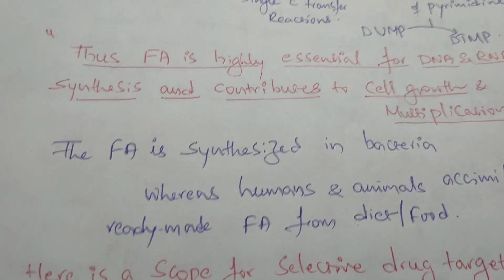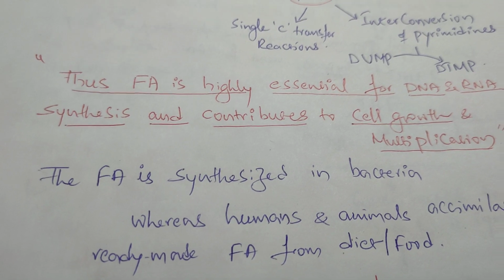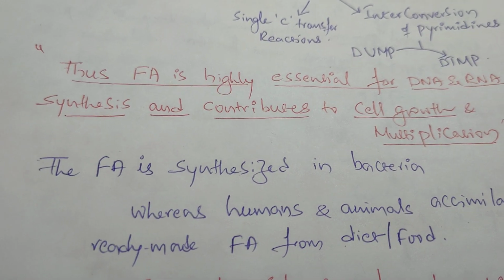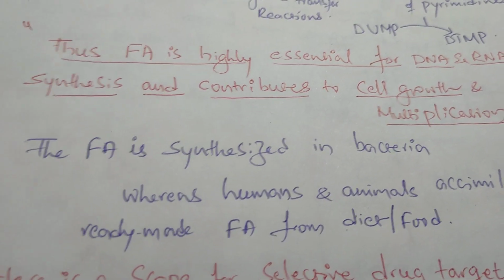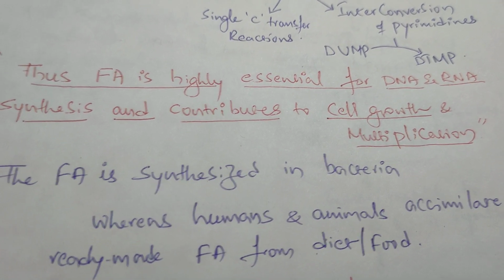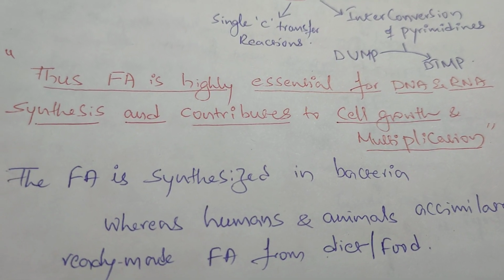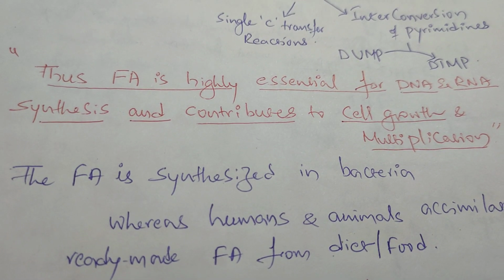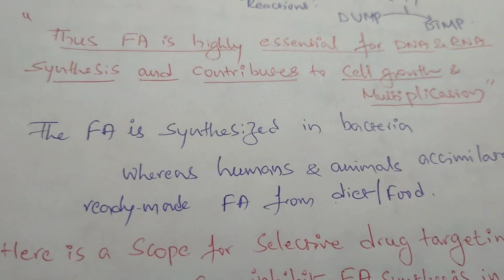Whereas bacteria have a unique capacity to synthesize their own folic acid. Why are they synthesizing it? Can't they also avail it? No, folic acid is not freely permeable into the bacterial cell, whereas human cells can permeate it inside. Because of lack of penetration, bacteria have only one way to acquire folic acid, that is, they have to synthesize their own folic acid within them.